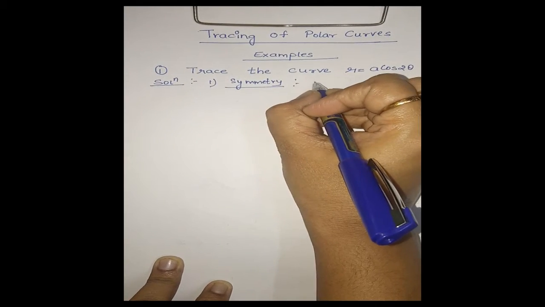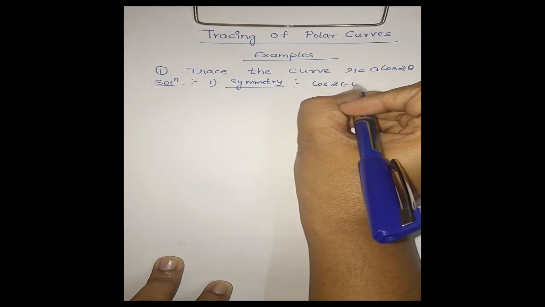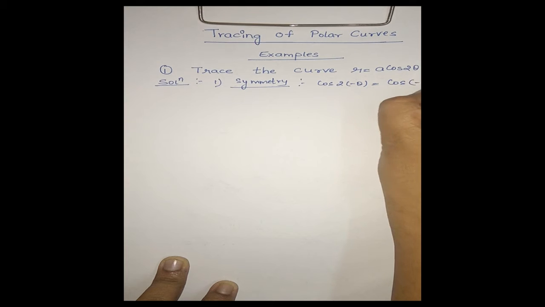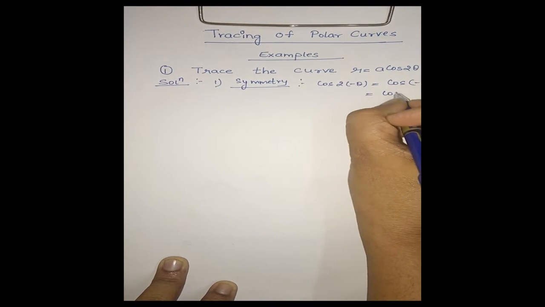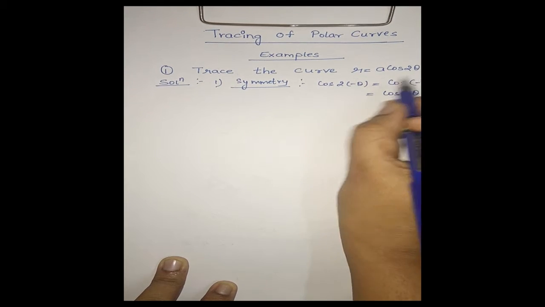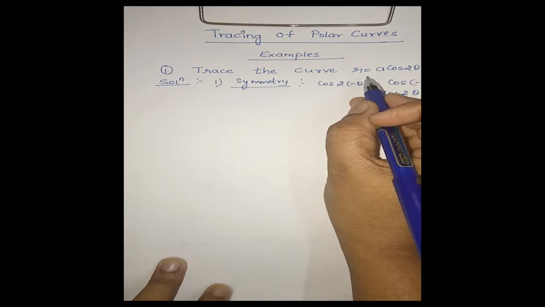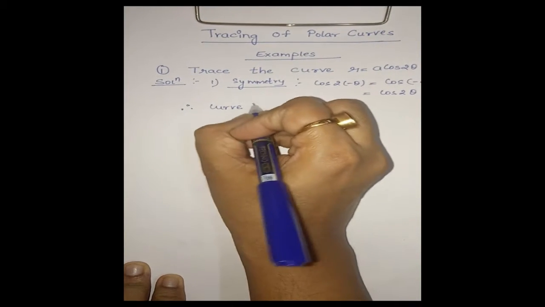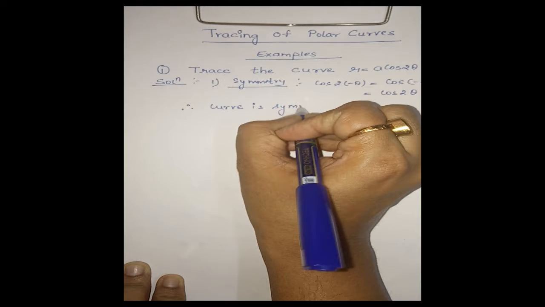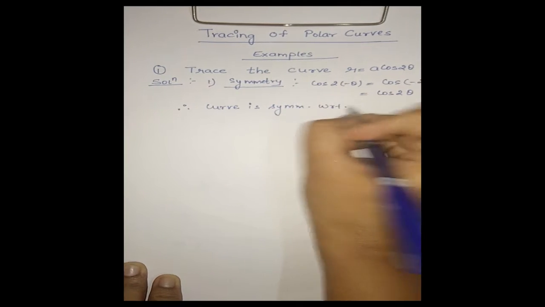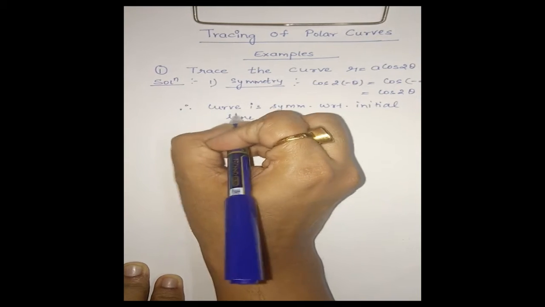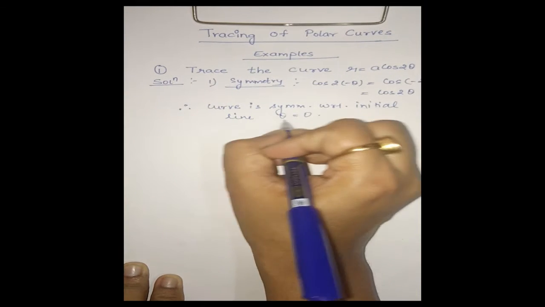On replacing theta by minus theta, cos of minus 2 theta is equal to cos 2 theta. That is, on replacing theta by minus theta, the equation remains unchanged. Therefore, the curve is symmetric with respect to the initial line theta is equal to 0, that is the polar axis.